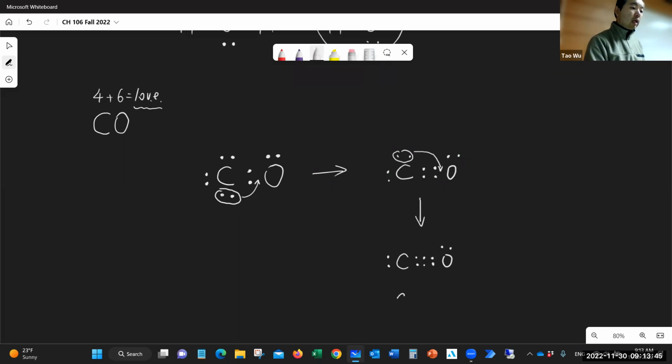Then you will write a carbon, and then they have a triple bond because we talk about 3 shared electrons. 3 pairs of shared electrons means a triple bond. 2 pairs of shared electrons means a double bond. And then this one has a triple bond, and then you have 2 single dots over there. Okay, so this is the most important part.